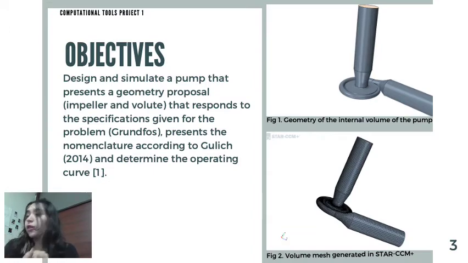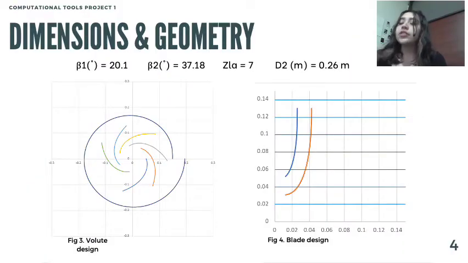The objective of this project is to simulate a pump, presenting a geometrical proposal that responds to the specifications given for the problem, presenting the nomenclature according to English, and determining the operation curve. Our design was based on the manufacturer's BEP. This data was used to design the pump.